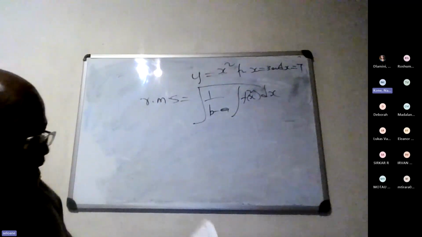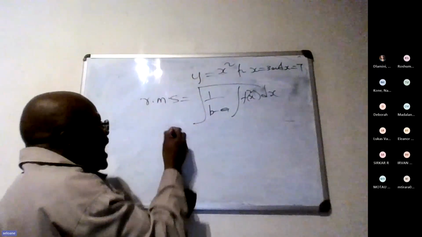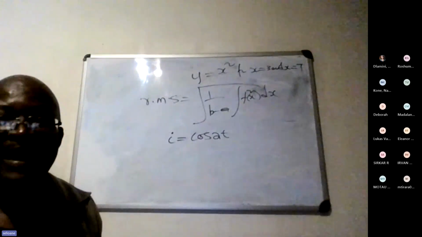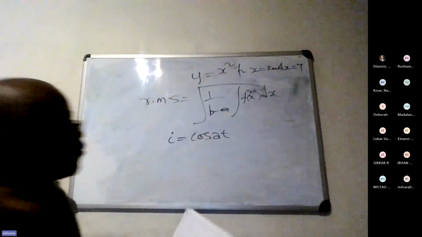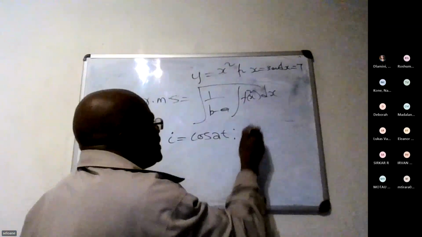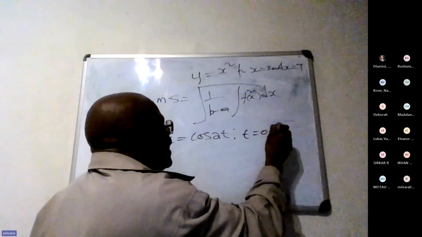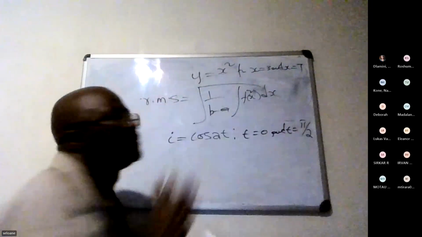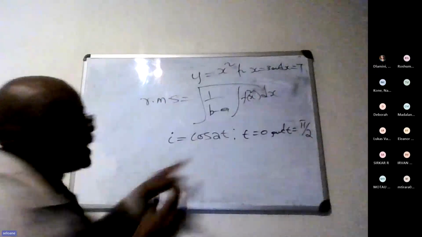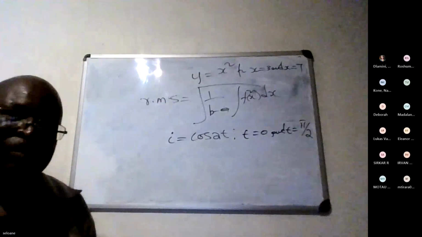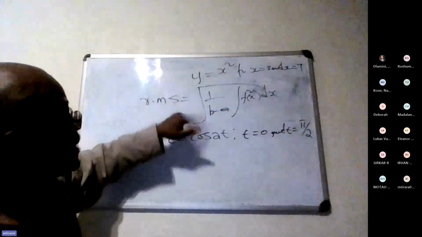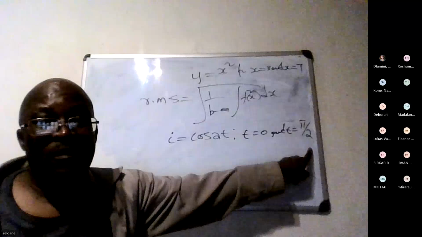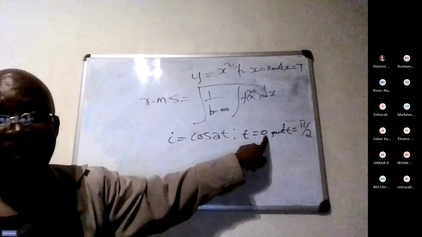So here, the question was our function, it was given as I equal to cos of 2 theta. Then they say from where to where? From t equal to 0 up to t equal to pi over 2. Then how do you answer this? Now, what is B? B will be pi over 2 here. And what is A? A will be 0.